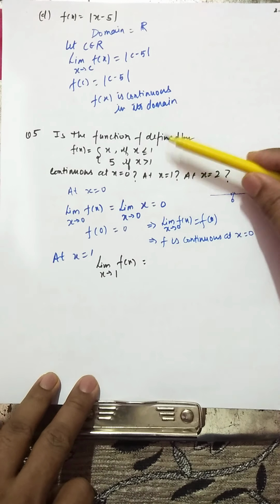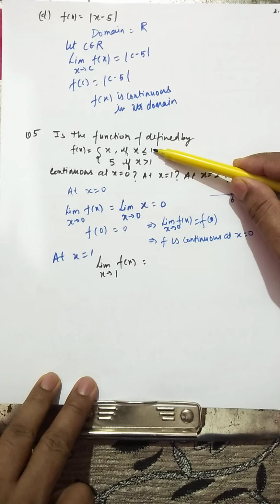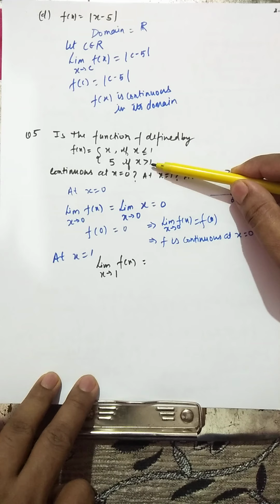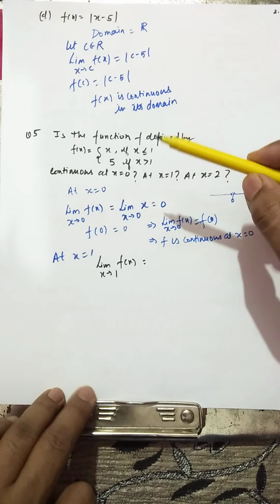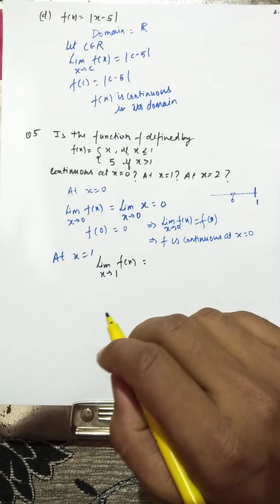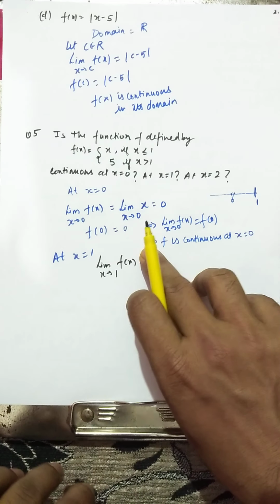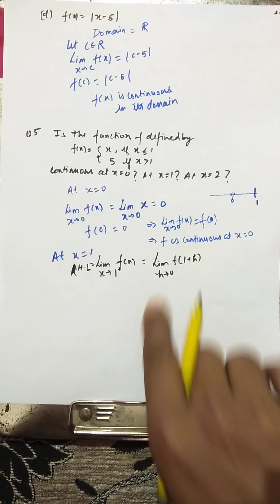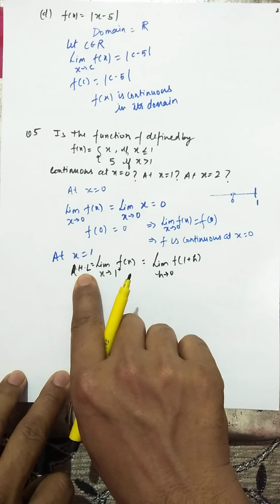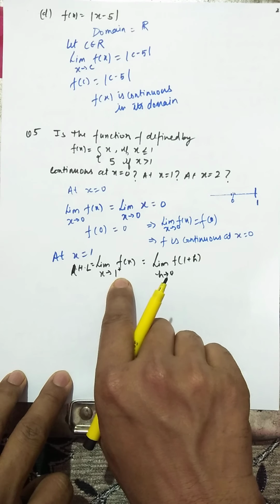Reason being that the function is different for x greater than 1 and x less than 1. So we have to discuss left hand limit and right hand limit at this point x equal to 1. Now I have written this. This is right hand limit. I'm going to check right hand limit.